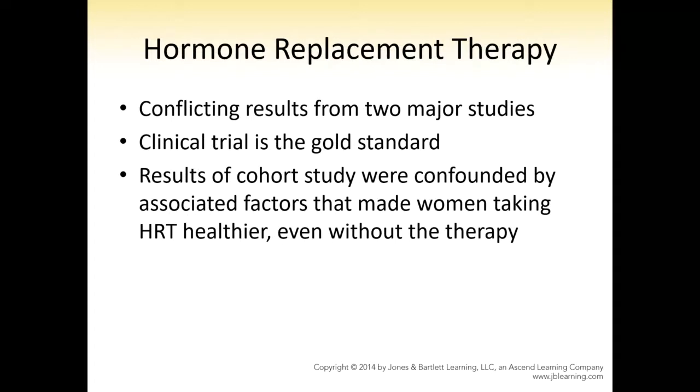For example, there were 2 major studies conducted on hormone replacement therapy. They found conflicting results. So what do you look at? If you have 2 studies looking at the same thing that have different results, it's really hard. The clinical trial is really the gold standard of scientific tests. The results of the cohort study for the hormone replacement were confounded by factors that made women who were taking the hormone replacement therapy healthier even without the therapy.